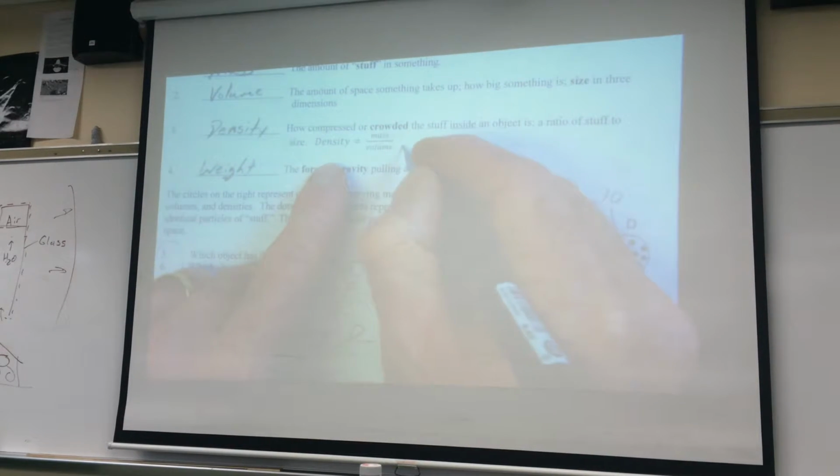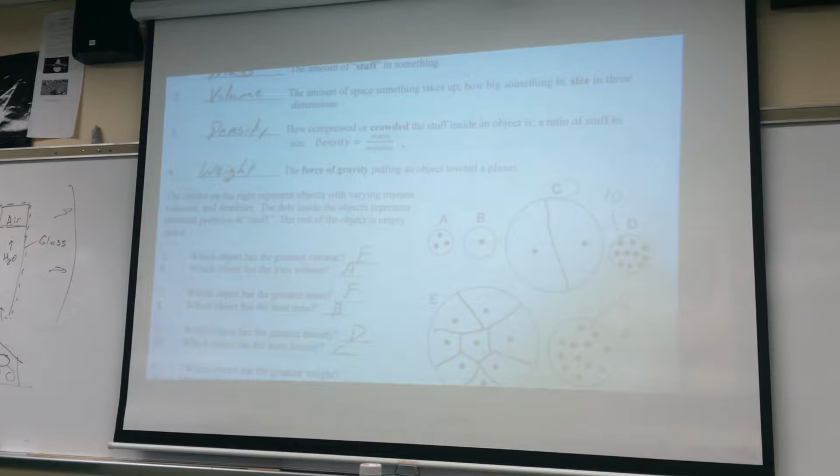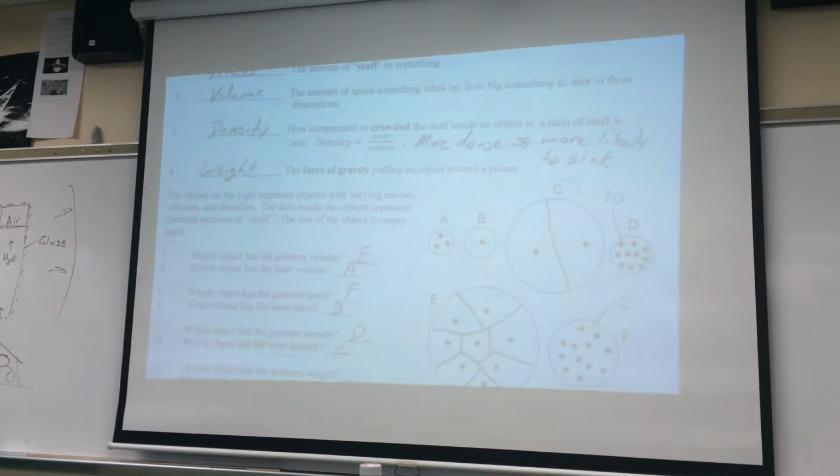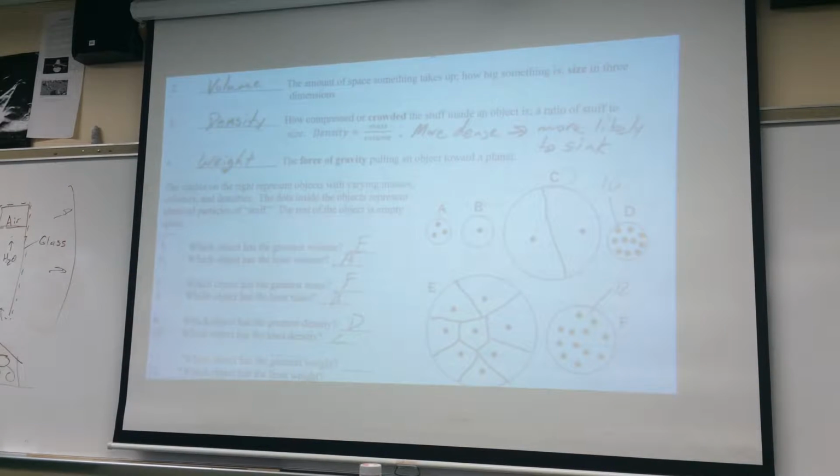So I didn't add this on last time, but density, another thing that I would add to the definition, it tells you how likely something is to float or sink. So I'm just going to say more dense means more likely to sink. If you're trying to figure out if something became more dense or less dense, that's a good test to use. Just ask yourself, well, is it going to sink better or float better now?